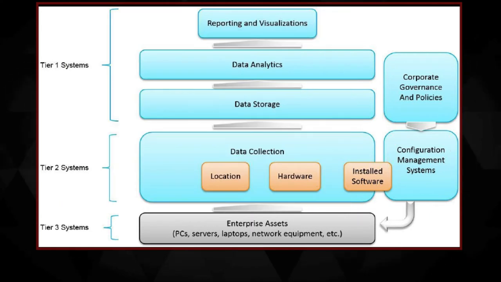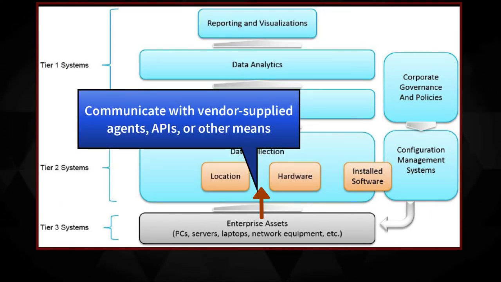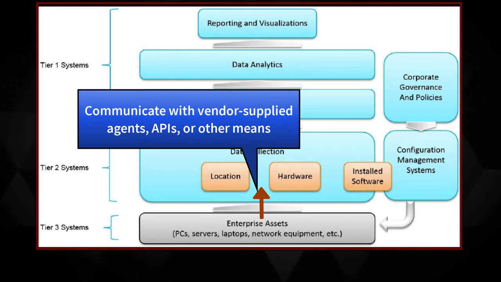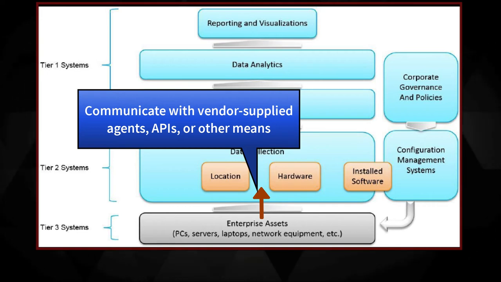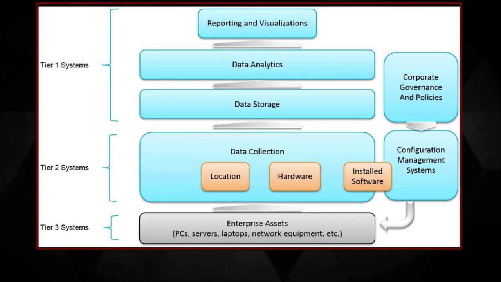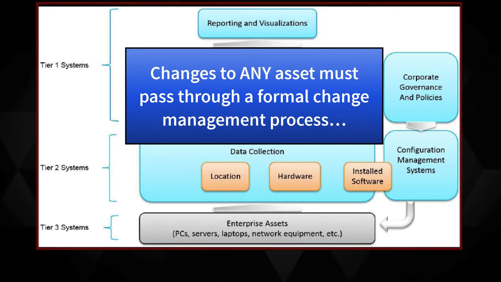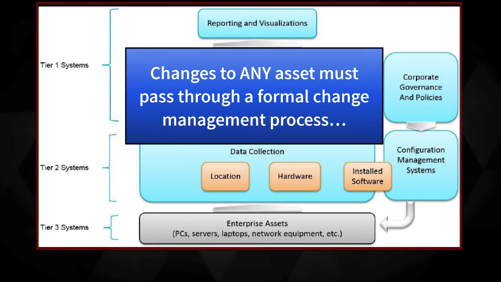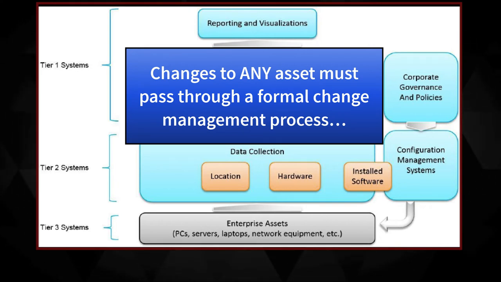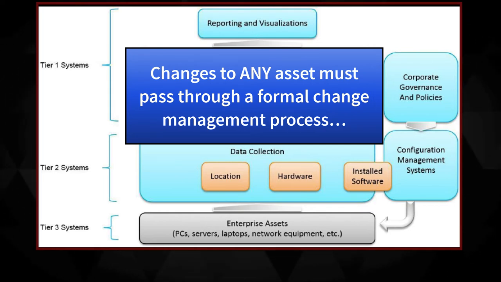When implementing an asset into an ITAM environment, it must be able to communicate to Tier 2 via a vendor-supplied agent, API, or other means. An organization should allow no changes to an asset unless that change passes through a change management process, a process like the one described in the video at the link above. The change management process must include integration into the ITAM environment and relevant updates to the asset inventory.